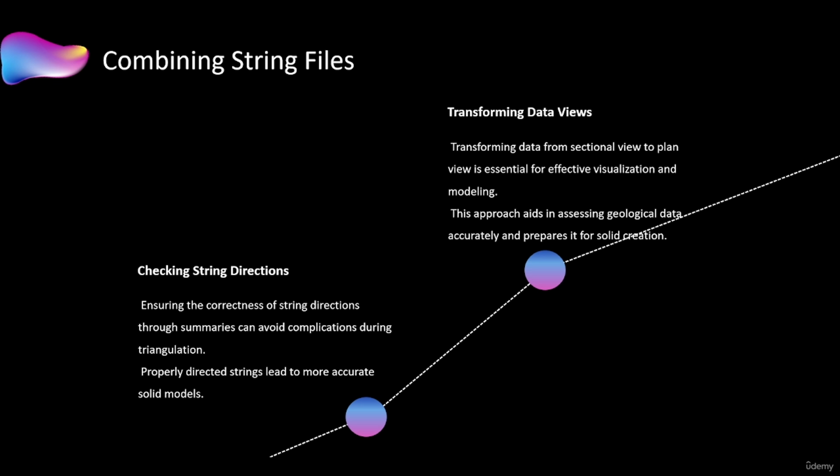Next up is data preparation. This step is key to ensure everything runs smoothly later. One of the first tasks you will do is combine string files into a single file, which makes it easier to manage. Once this is done, you will check the string file descriptions to make sure the strings are facing the right way. Surpac provides a useful string file summary tool to help with this.